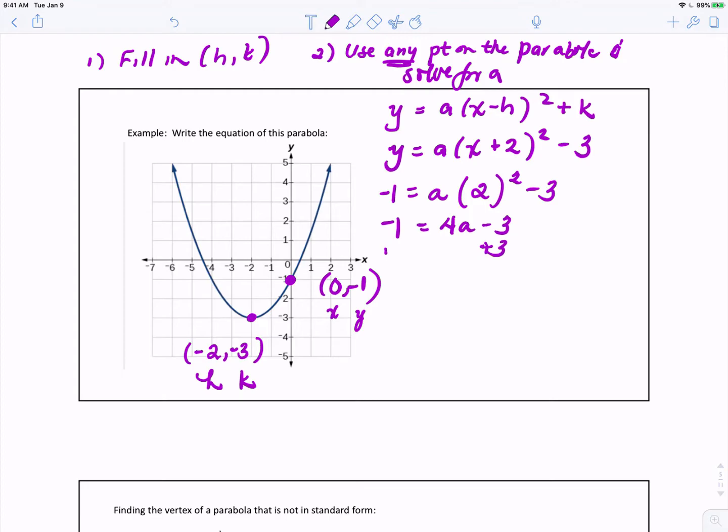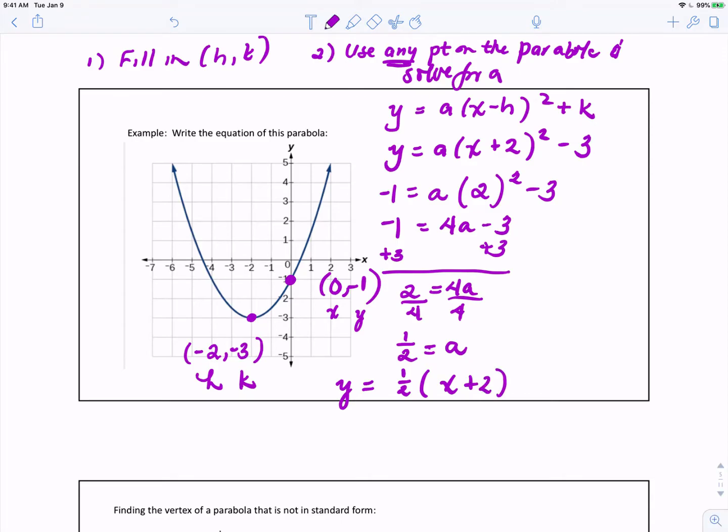Now this is a very simple equation to solve. By adding 3 and dividing by 4, we find that a = 1/2. Because the parabola opens upward, we know that this value of a is positive. So now all we have to do is write the standard form: y = 1/2(x + 2)^2 - 3, where x minus h is the same as x plus 2.